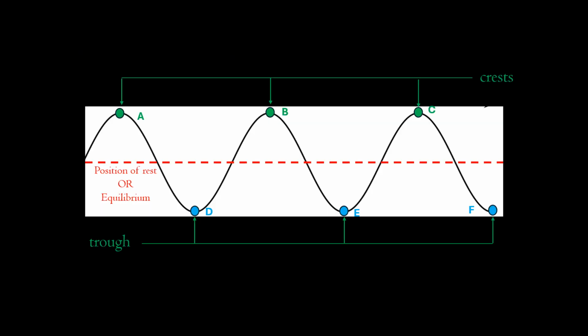Let's take another look at our transverse wave. We can all agree that for this transverse wave, the distance from equilibrium to the crest of a wave and the distance from equilibrium to a trough of a wave are equal. Those distances are referred to as the amplitude of a transverse wave. The amplitude simply refers to the distance from equilibrium to the crest or the distance from equilibrium to the trough.